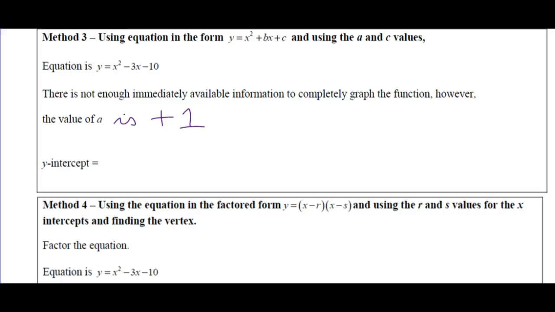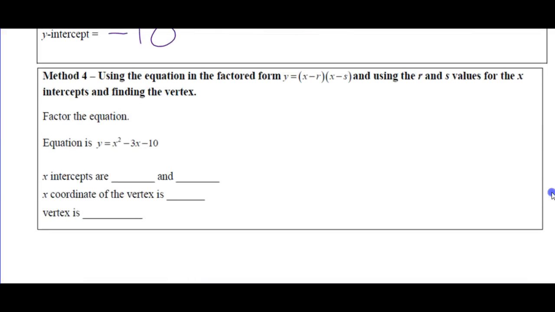What's positive 1 mean? Opens up. Y-intercept is negative 10, right? It's just the value of the constant, the y-intercept, right? You cannot tell much. You know, what can you tell from standard form? It opens up and here's the y-intercept. Otherwise, you're on your own, right? But yeah, whatever. Okay, if we can factor it.